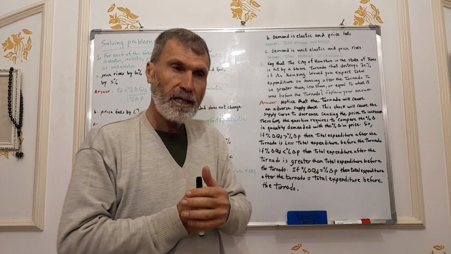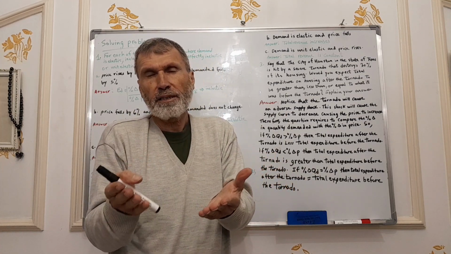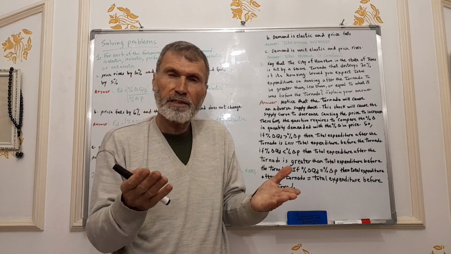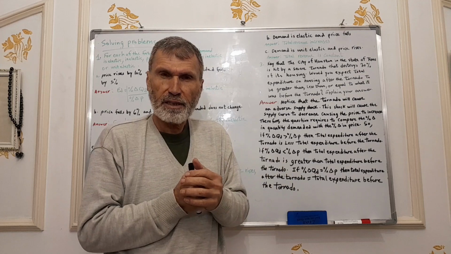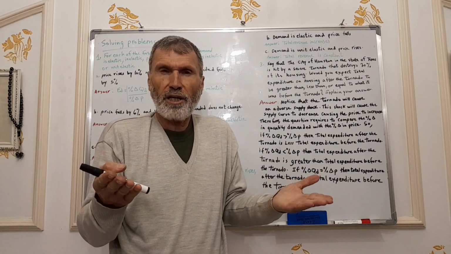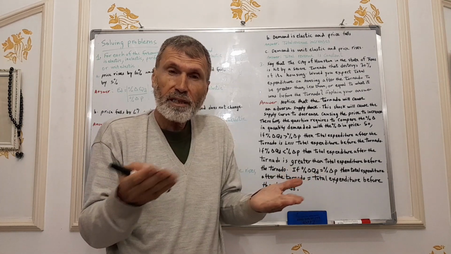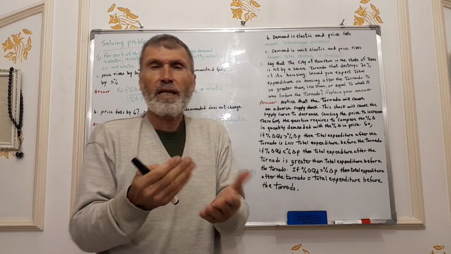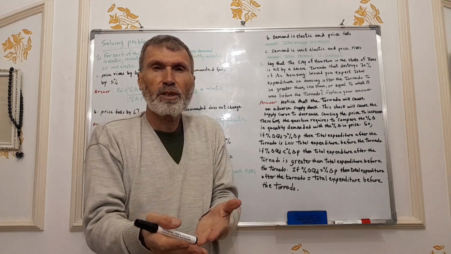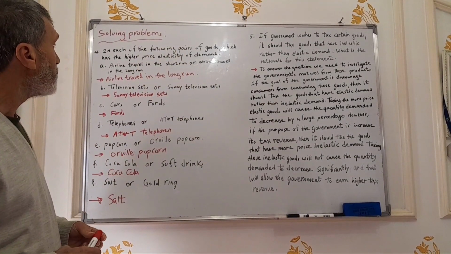The third case is if the percentage change in quantity demanded is equal to the percentage change in the price, which means we have a unit elastic. So that implies there is no change in total expenditure, which means that the total expenditure after the tornado is the same as total expenditure before the tornado. Simple as that.